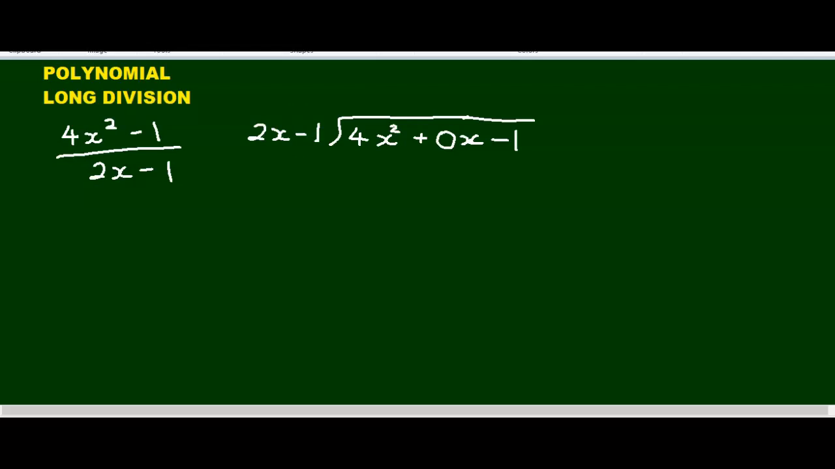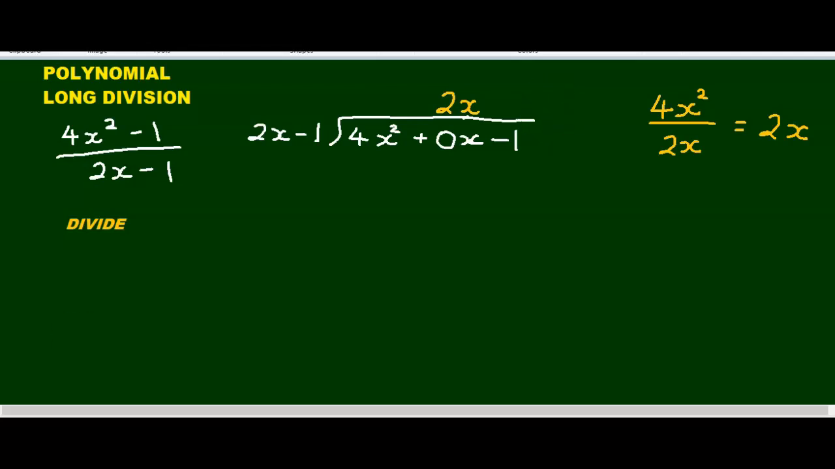Okay, now we're going to divide. So I'm going to take my 4x squared in the dividend, divide by 2x in my divisor. So I get 4 divided by 2 is 2. X squared divided by x is x. I'm going to put that in my quotient.